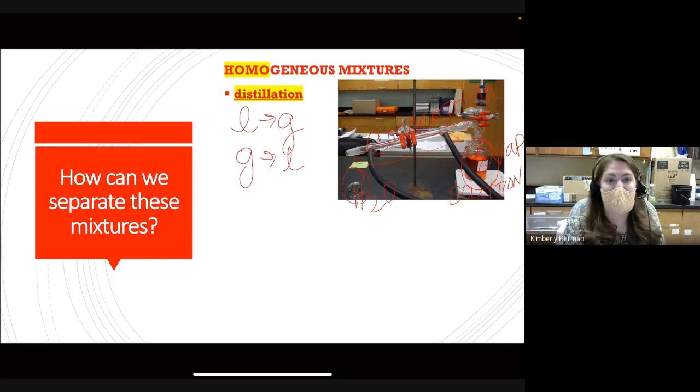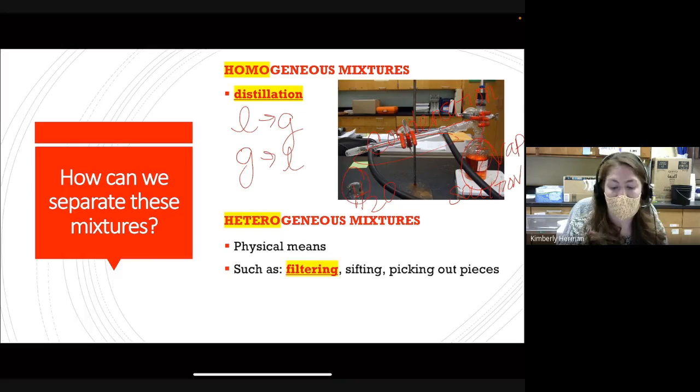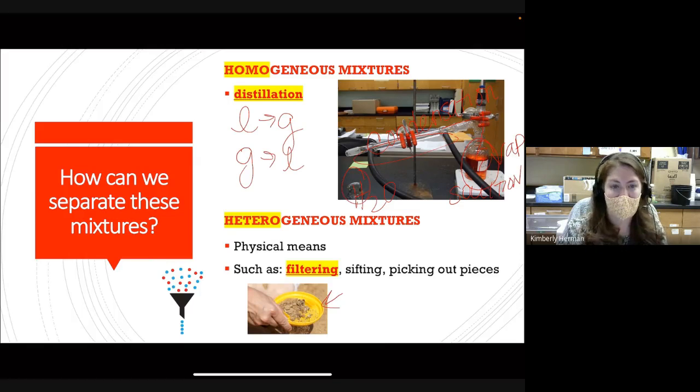Now, our heterogeneous is a little bit different. So remember that they have distinct phases. So they're going to use physical means such as filtering, sifting, picking out the pieces. If you've ever gone to the beach and you had a sifter and you're looking for something, you have done the physical process for a heterogeneous mixture. Now, certain filter papers can pick up things, so notice that our mixture had red and blue, and only blue was able to go through it, meaning that in here we would have all those red particles.